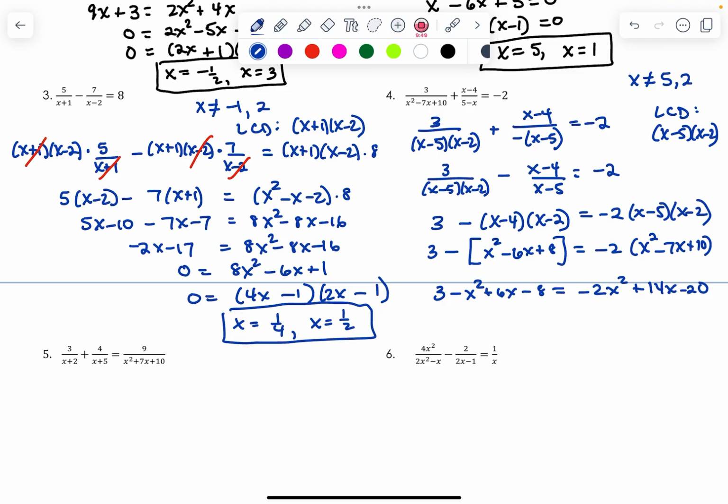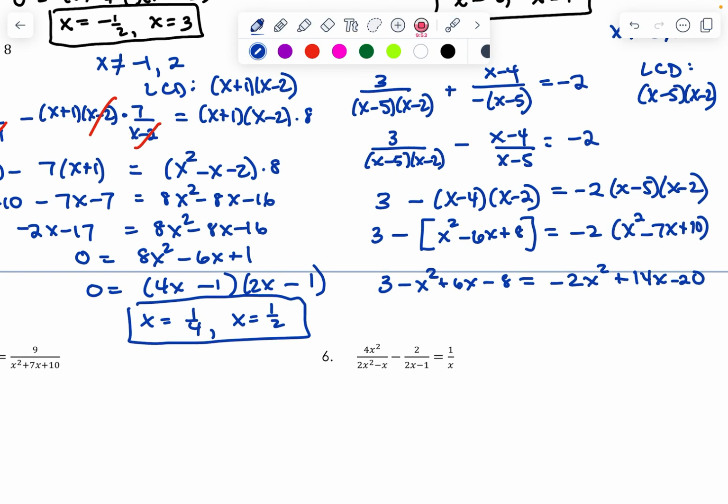So I'm going to multitask here because I'm running out of space. I'm going to add the 2x squared. I'm going to subtract the 14x, so that's a minus 8x. Now on the left side, I'd have negative 5, but I'm going to add the 20. So that'll be plus 15. All right, so now this is my first interesting answer.